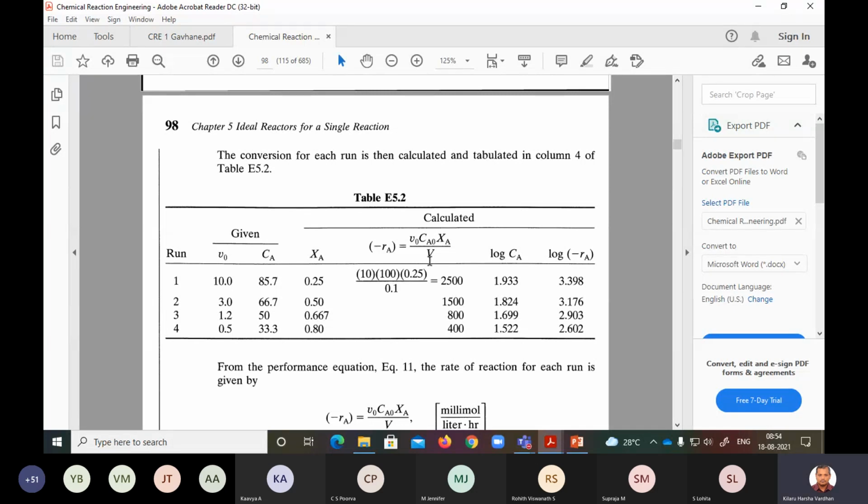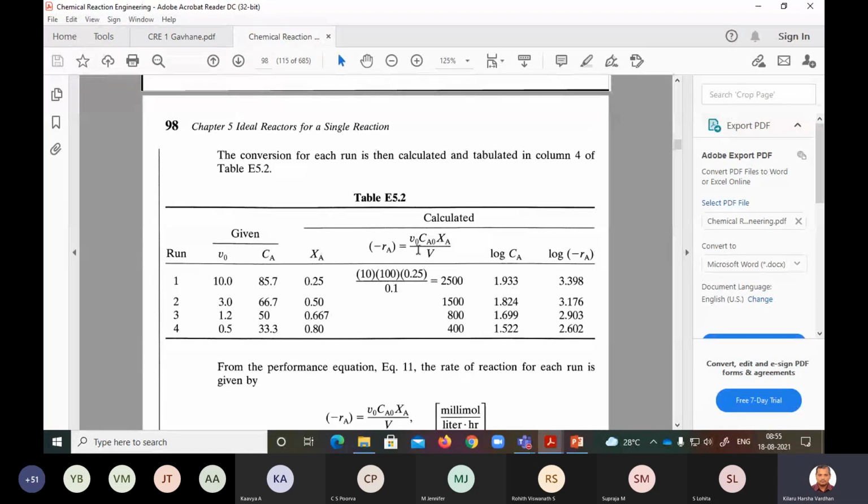Tau by CA0 is V by FA0, which is nothing but XA by minus RA, right? So we want minus RA. So minus RA is V0 CA0 XA by V. We can write that from the design expression: V by FA0 is tau by CA naught, which is XA by minus RA. FA naught you can write as V naught into CA naught.